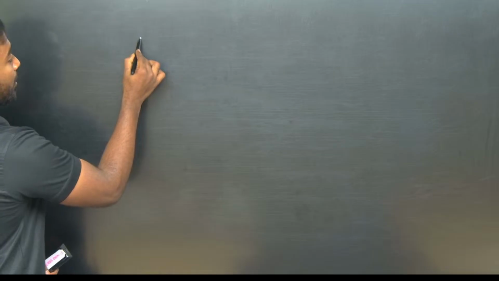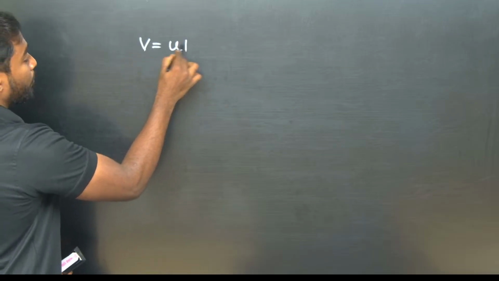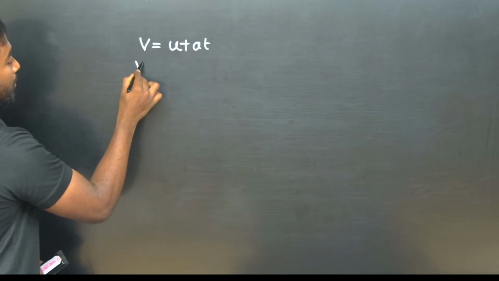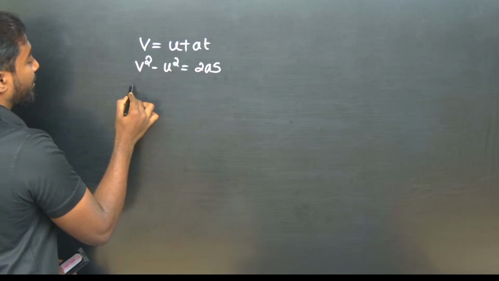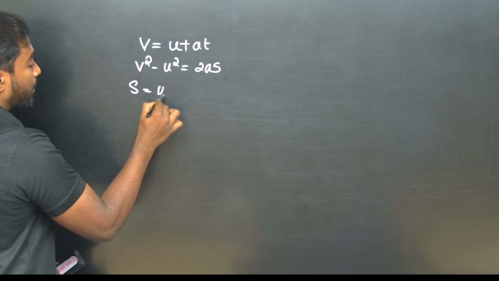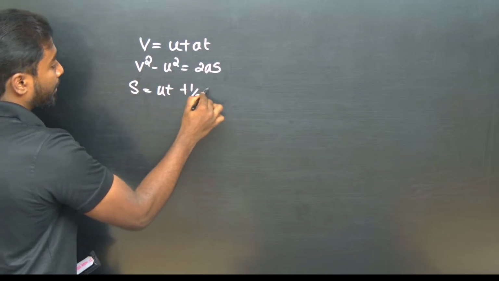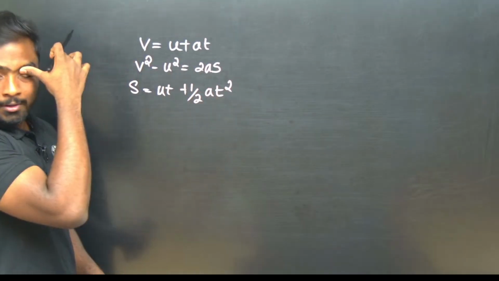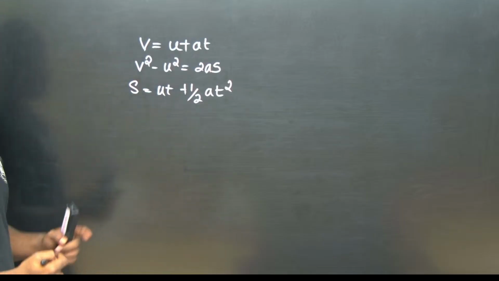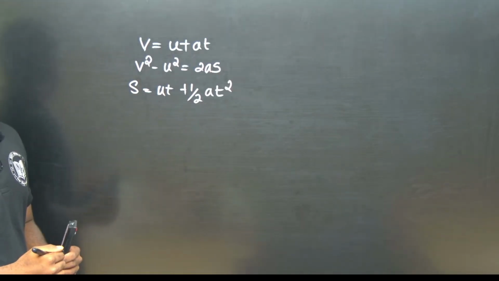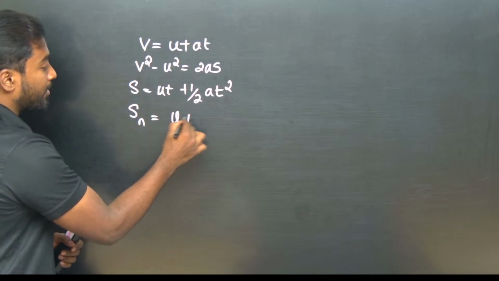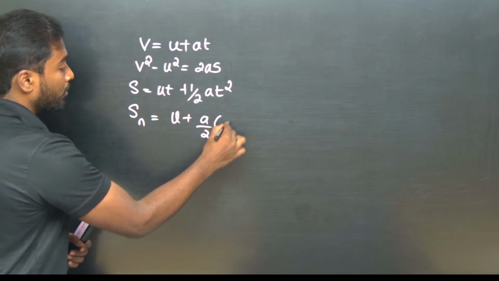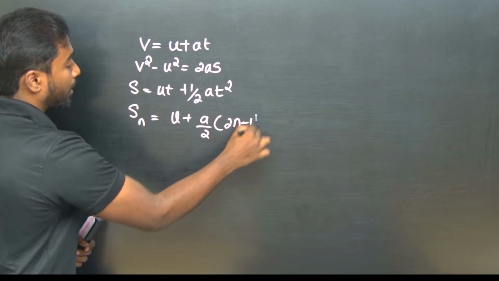Yeah. So what are the kinematic equations? v equals u plus at, v square minus u square equals 2as, and s equals ut plus half at square. Right now, and one more equation for the nth second. So what is that? Sn equals u plus a by 2 into 2n minus 1.